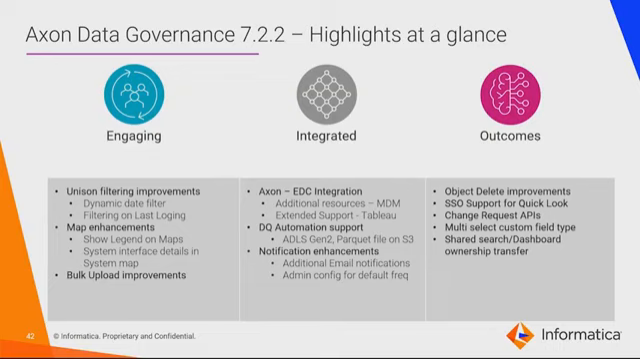On the net new capabilities perspective, we have added the SSO support for quick look. There is a multi-select custom field type which has been introduced. Earlier, it was only a single drop-down, single selection. Now it is a multi-select which has been added. And there is also an option to transfer the ownership of the shared searches or the dashboard once the user is inactive or left the company, right? So those ownerships can be transferred to the next available user who is available in the Axon. So let's look at each one of them in detail.